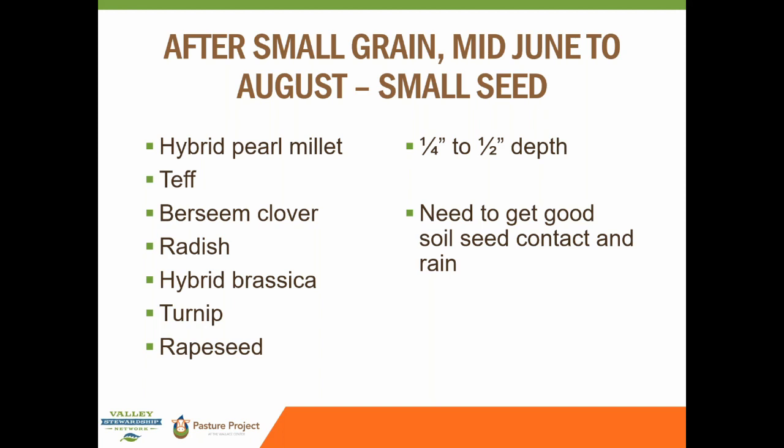So on the small seed, and these would be seeds that need to be planted at 1/4 to 1/2 inch in depth, that would be pearl millets and teff, the berseem clover, radishes. At this point, we're in mid-June to August, we can start using radishes, they'll start to bulk up. Usually after about June 20th, when we get the longest day of the year, radishes go from reproductive stage into bulking up for the winter. We do need to get good soil seed contact, especially if we're coming in behind a small grain, and we do need the rain at that time.